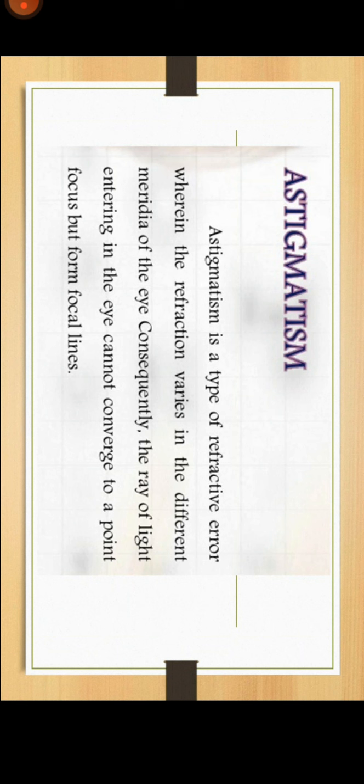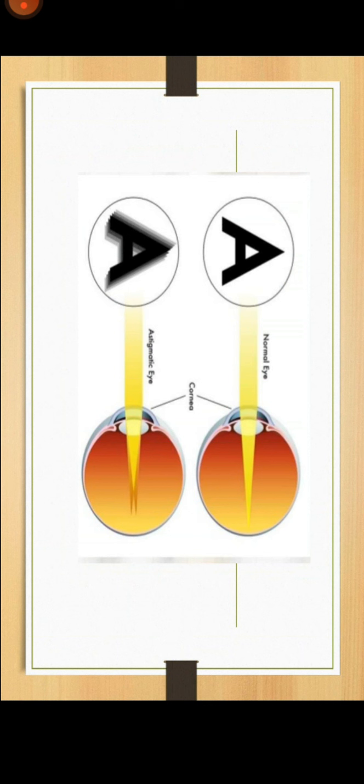In astigmatism, it's a typical refractive error where the refraction varies in different meridians of the eye. Consequently, the rays of light entering the eye cannot converge to a point focus, but form focal lines. More than one focal point is there.